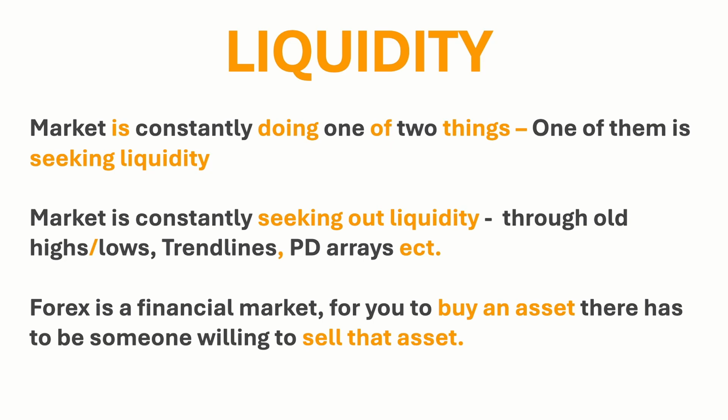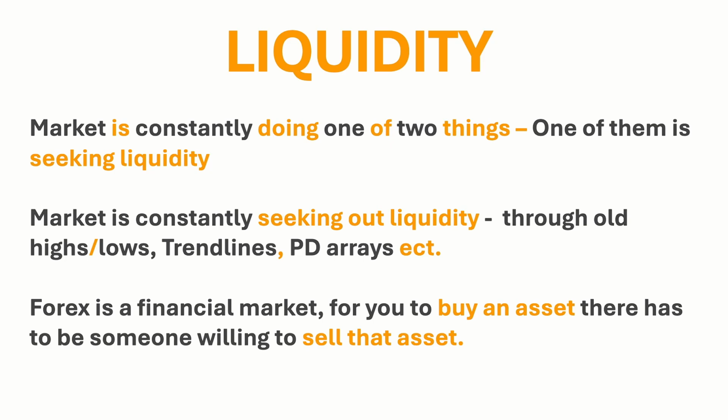Market is constantly doing one of two things. One of them is seeking liquidity. Now, market is constantly seeking out liquidity through old highs, old lows, trend lines. Anywhere where there is a high number of orders or a high number of active traders with open positions, market is looking to take them out of their positions.